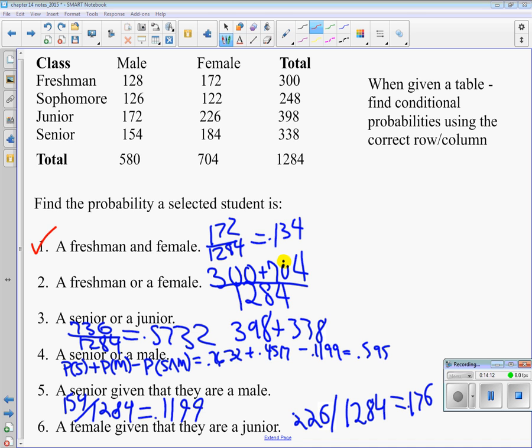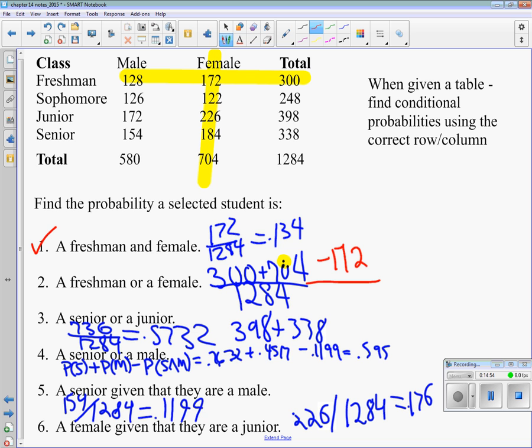Okay? What's the issue with number 2? Let me show you what the issue is. I'm going to try to do it visually, not with crayons. All right, highlighters. Freshmen and females. What did I count twice? The 172 got counted twice, didn't it? That's an issue. So I've got to subtract it off. In a contingency table, you haven't done any subtracting yet. The Venn diagram, you did. Okay? So we have to worry about that.